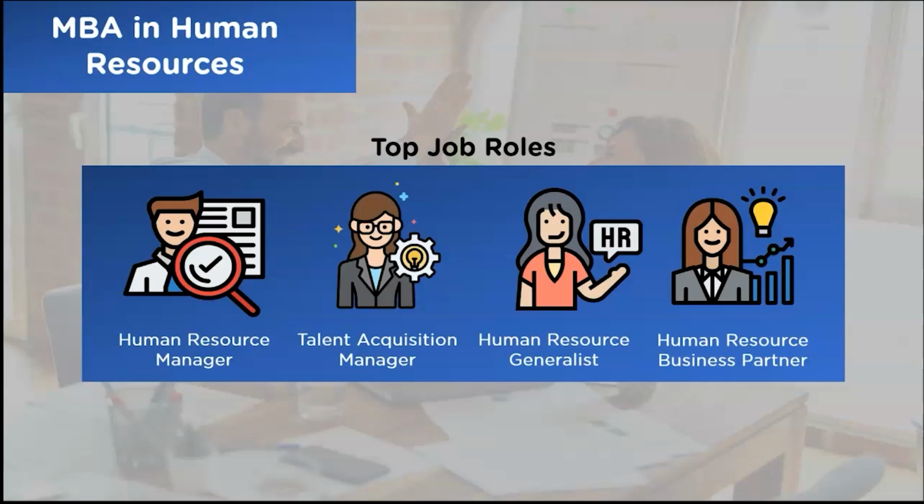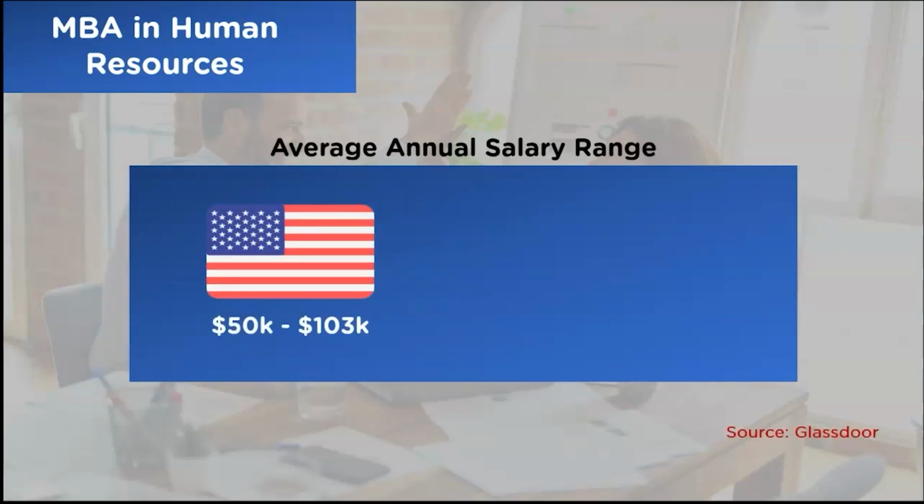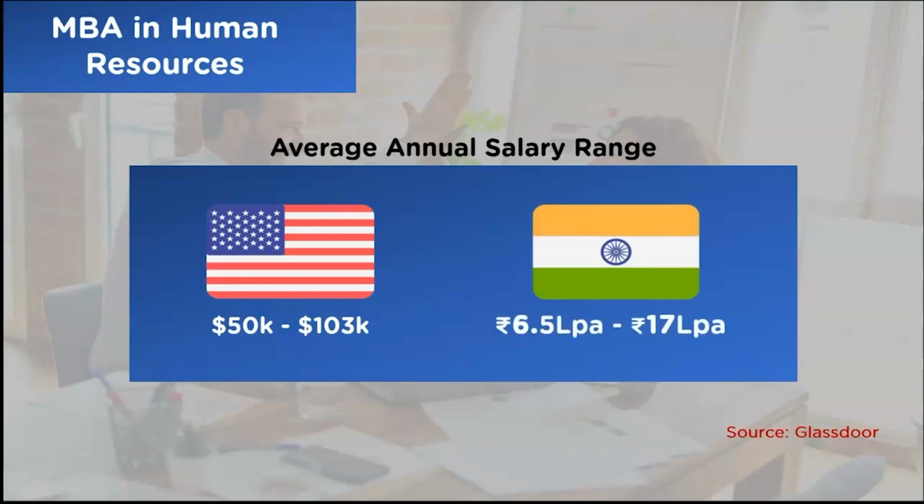Employees are an organization's most valuable assets, and human resource managers assist firms in keeping their staff engaged with the company. They also concentrate on improving employee performance in order to achieve the organization's goals. As a result, companies are constantly on the lookout for skilled human resource managers. The annual salaries for this domain range between $50K to $103K in the US. Whereas for Indian HR grads, the salaries are in the range of 6.5 to 17 LPA.